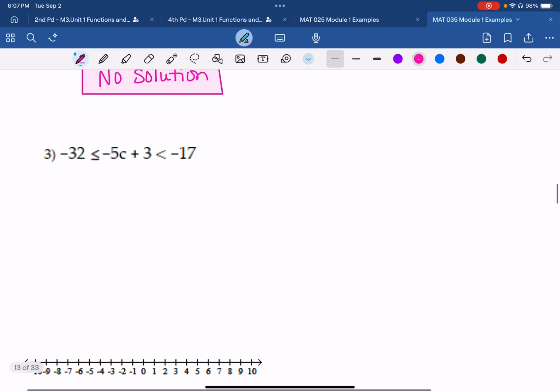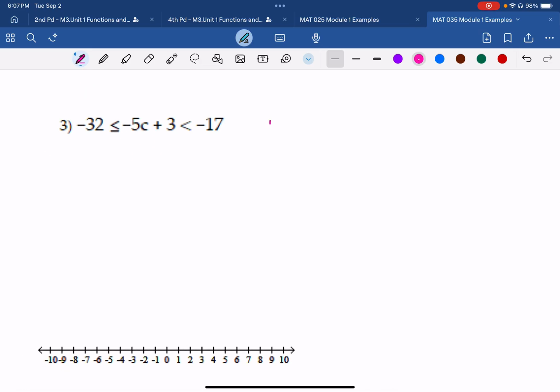Okay, example 3. This is an and inequality. When you have and inequalities, you can also write those as compound statements like this one. When you're solving them, you're going to do whatever you do to one part to all three parts. To solve this one, I'm still going to try to isolate this variable here. To do that, I'm going to start by subtracting 3 on both sides. That will get rid of the 3 here. It will give me a -35.